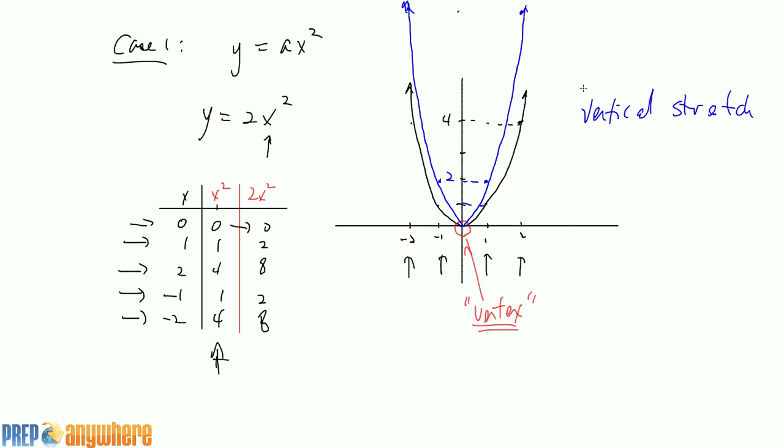Do you understand what I mean by how nothing in terms of x changed? We still plugged in the same x values. The y values came out twice as large. So it's the vertical that changed. Horizontal didn't change. So we call this a vertical stretch.